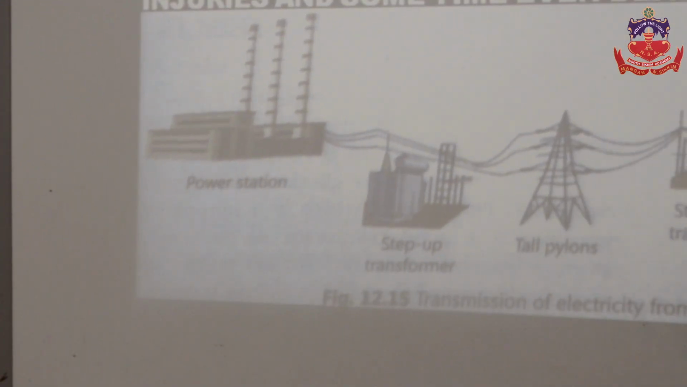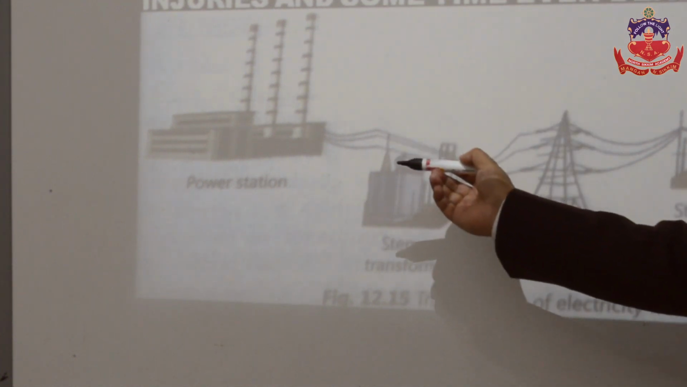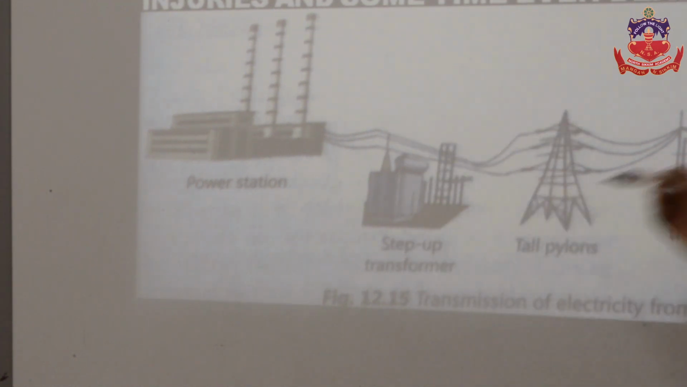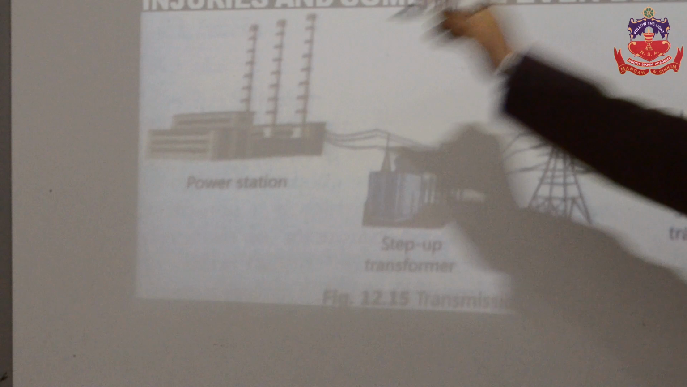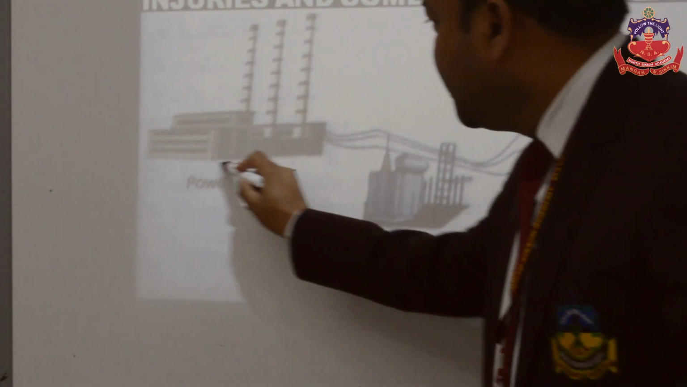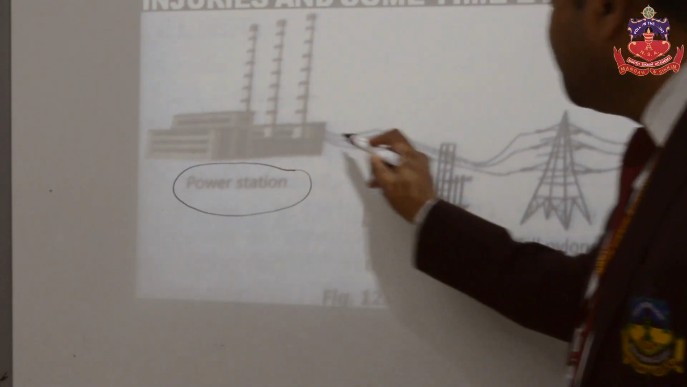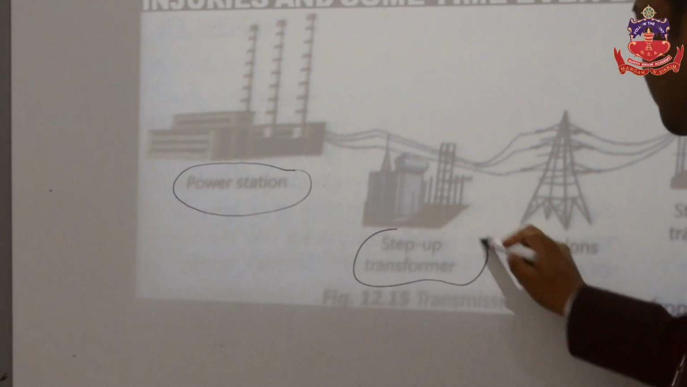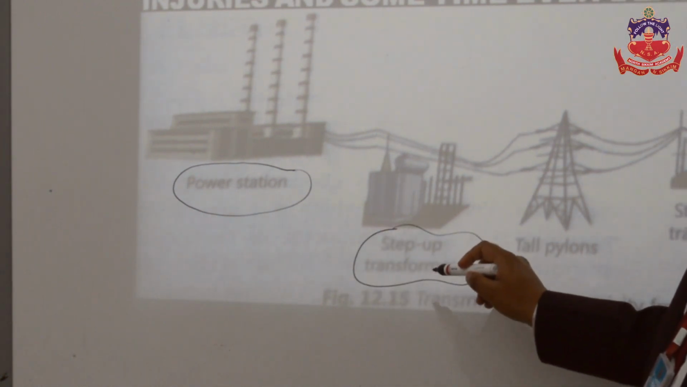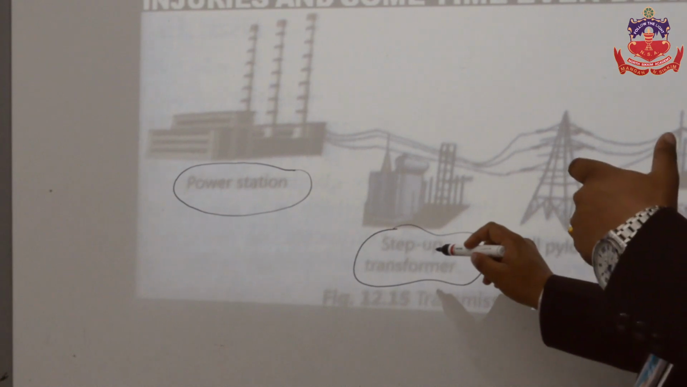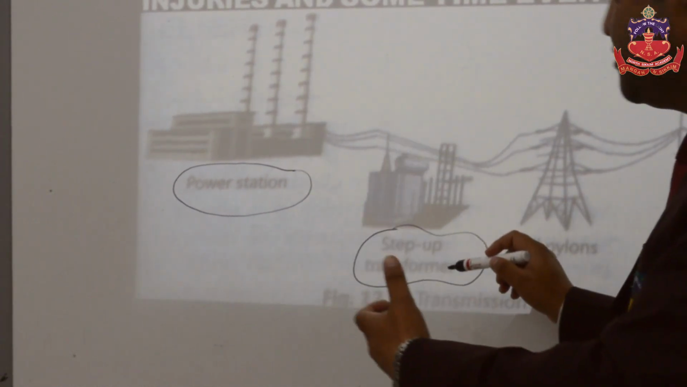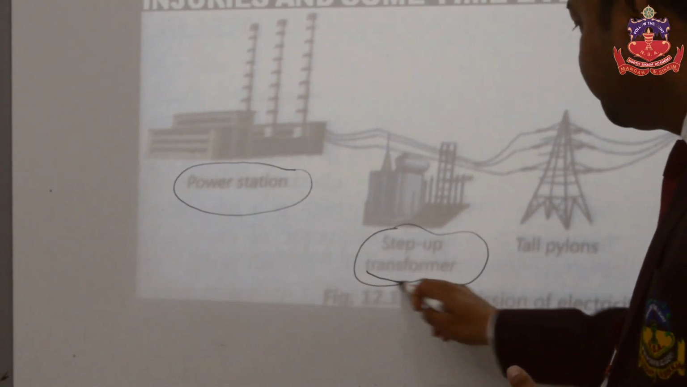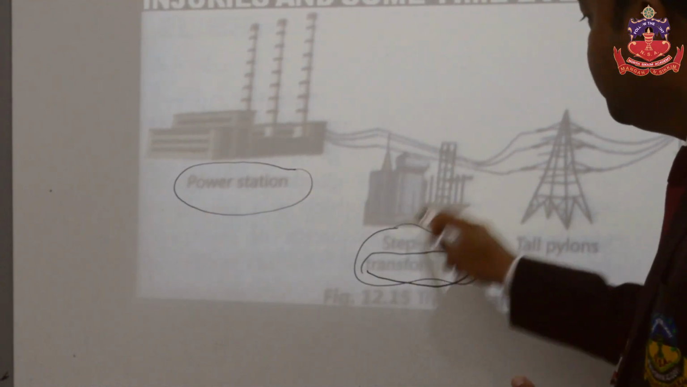Now here on the screen you can see various types of pictures. What I am trying to tell you is that the power supply which we get at home comes from a power station. From the power station, the flow goes to what is known as a step-up transformer. When you go around power stations, you can find this transformer, which is bigger in size.